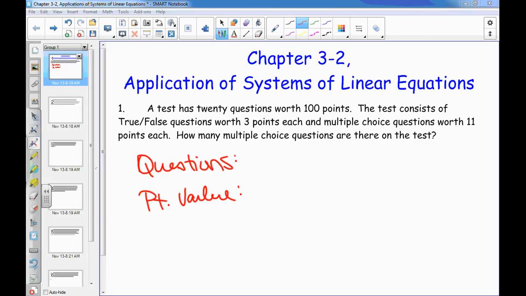Yes? So a test has 20 questions, right? And the test consists of true and false questions worth 3 points each and multiple choice questions worth 11 points each. So what's X and what's Y?